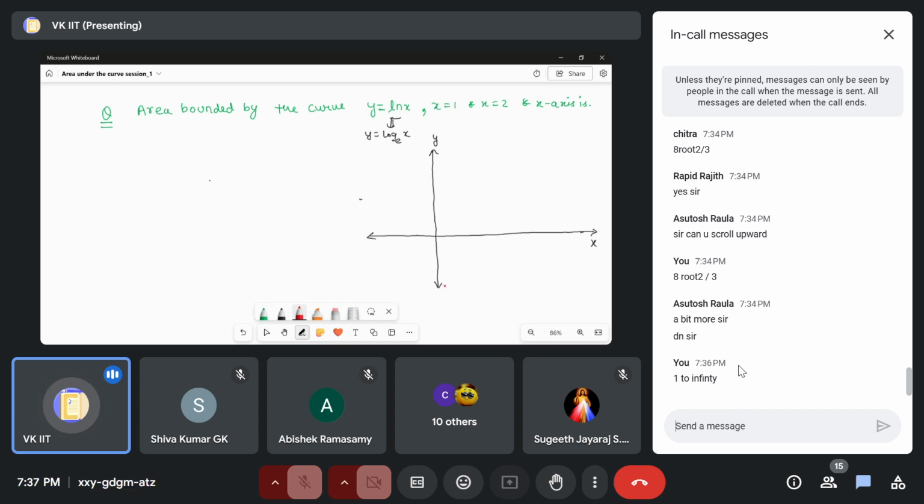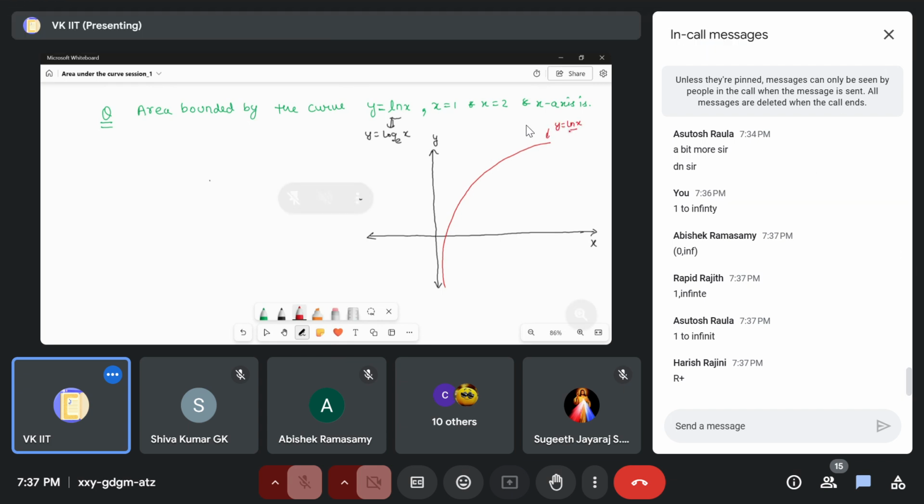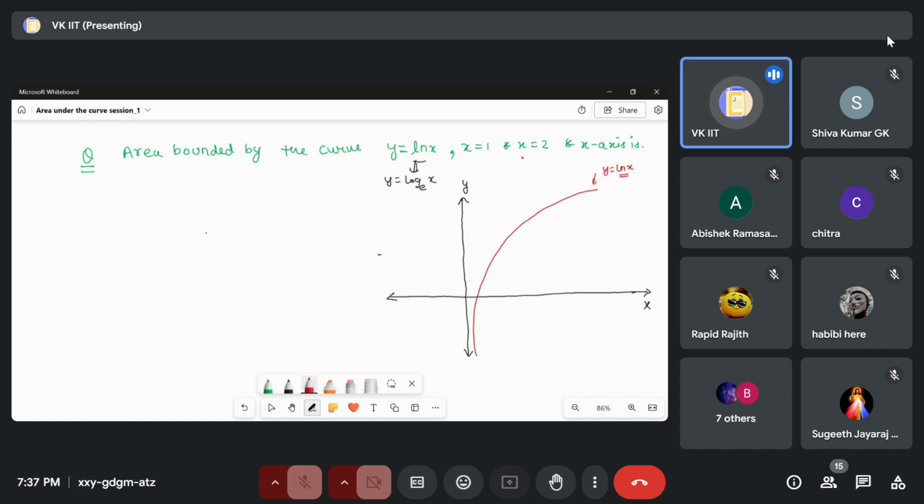So y is equal to ln x function was like this, if you remember. Reverse of e to the power x function. Now the question is saying that x is equal to 1 and x is equal to 2 also included. Acha, what was this point? This point was already, we know, x is equal to 1. That means the lower limit is this one. And the upper limit, basically lower limit is coinciding with this point at which the curve is intersecting the x-axis. And upper limit is x is equal to 2. Let's say somewhere here, this will be x is equal to 2.